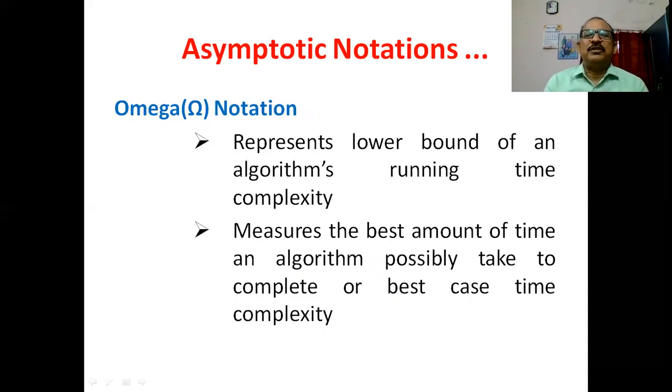Next, omega notation. This notation represents the lower bound of an algorithm's running time complexity. It measures the best amount of time an algorithm can possibly take to complete, or the best case time complexity.